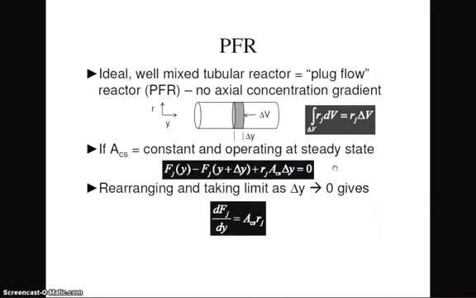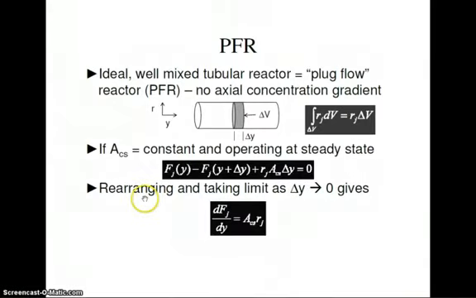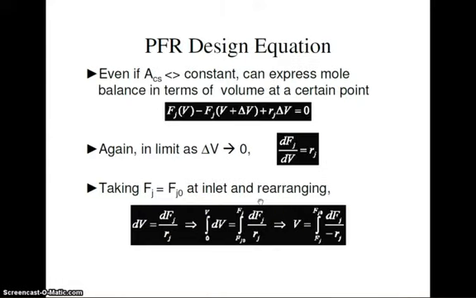Okay, I'm back. And if we rearrange this and take the limit as delta Y goes to 0, this becomes a differential equation. So the rate of change of the flow rate of species J with respect to position is given by the cross-sectional area times the rate of reaction. Even if the cross-sectional area is not constant, we can work in terms of the volume of the reactor. And a similar balance leads to this expression: the rate of change of flow rate with respect to volume is equal to the rate of reaction.